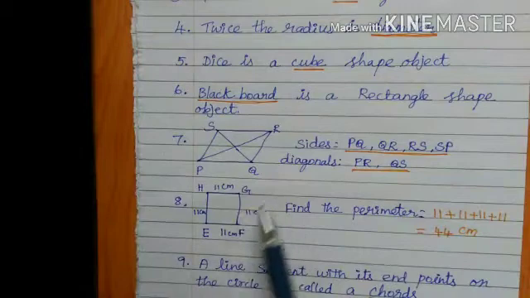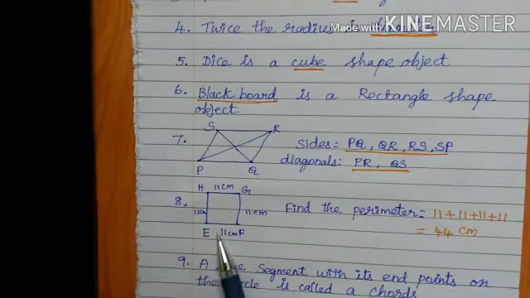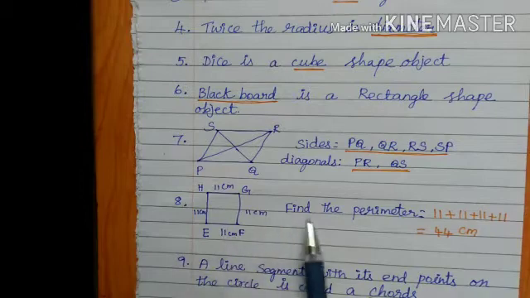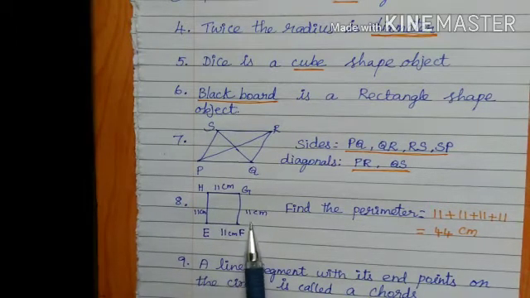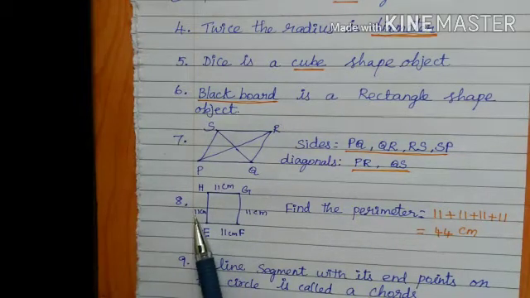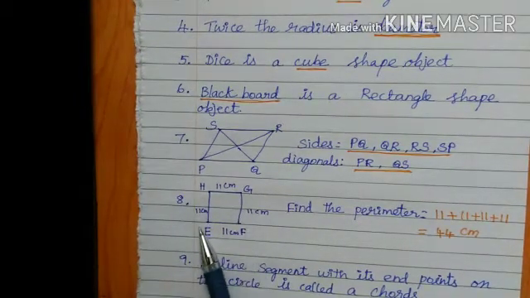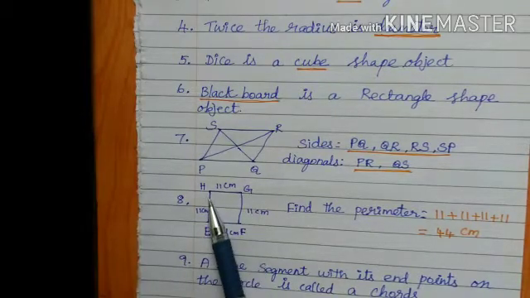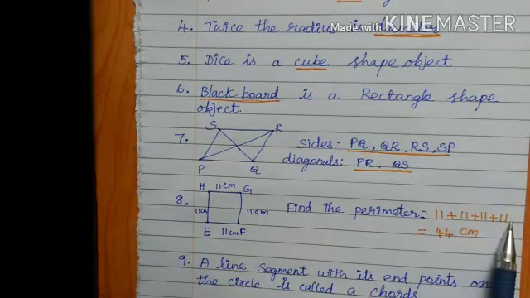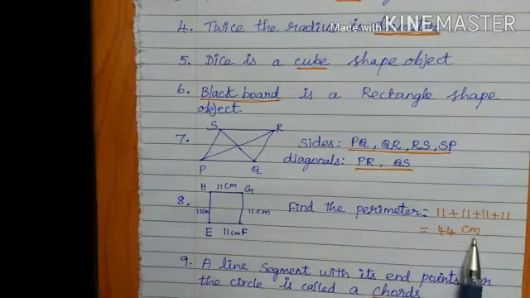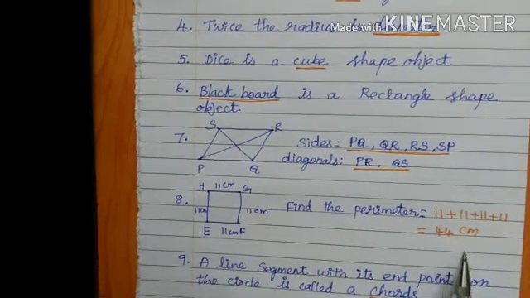Then next one, eighth one. A figure is given to you, and the measurement is given here. So find the perimeter. Already you studied: add all the sides and get the sum of the four sides. So 11 centimeter, 11 centimeter, 11 centimeter, 11 centimeter. This figure is a square shape, E-F-G-H. So find the perimeter of this. Added 4 times, you get 44 centimeter. So this is the perimeter of the figure.